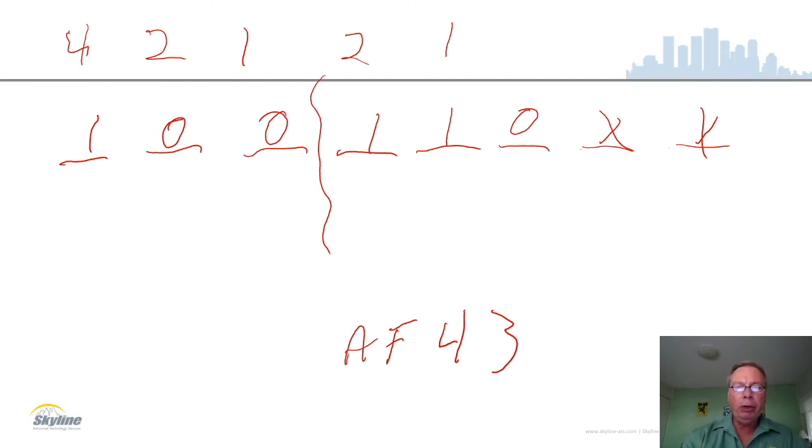Well, the 32-bit is high, and the 4 and the 2-bit are high. So 32 plus 4 is 36, plus 2 is 38.